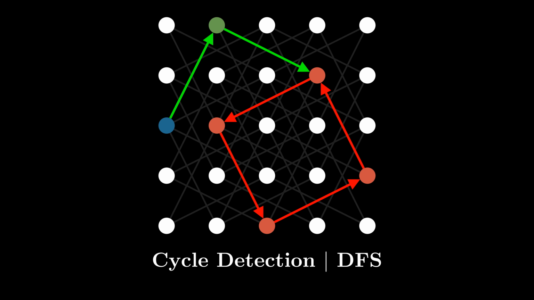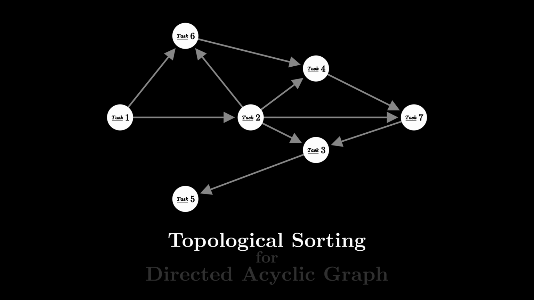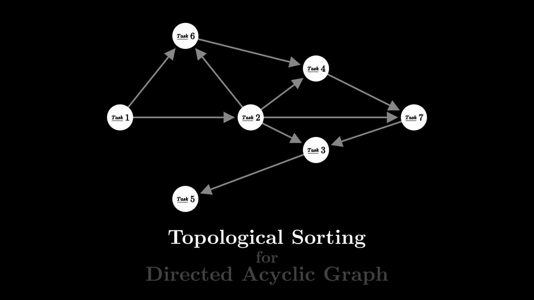Another important application of DFS involves finding a topological sort of a directed acyclic graph. In this graph, every node represents a task, and a directed edge like this one here that points from task 1 to task 2 means that task 1 must be done before task 2. More practically, you can imagine the tasks as being lectures at a university, and you must attend lecture 1 in order to attend lecture 2.